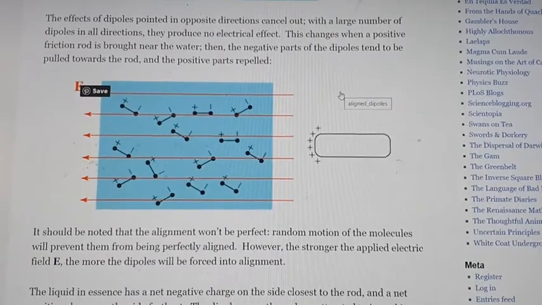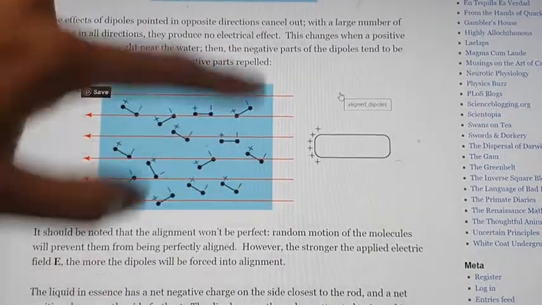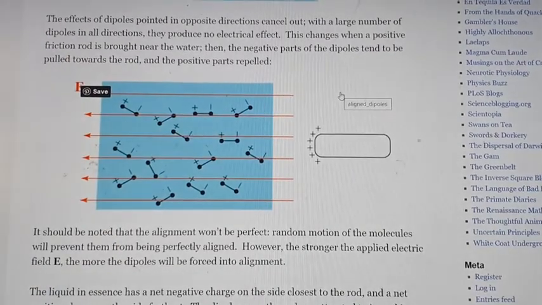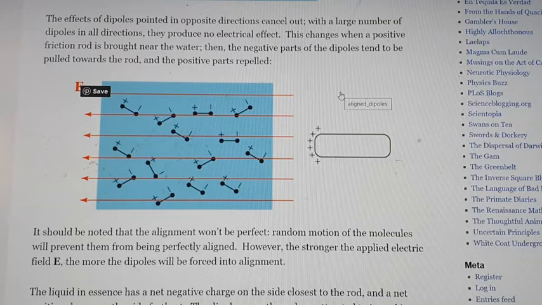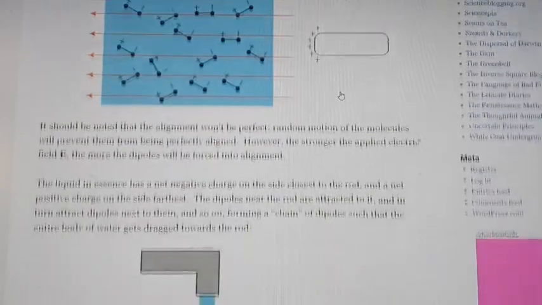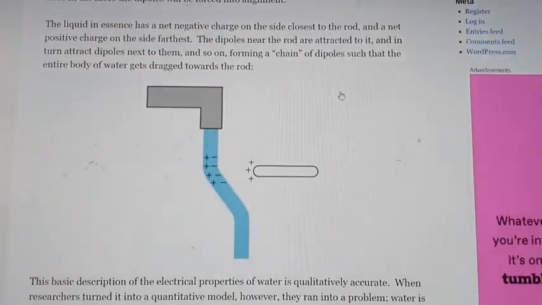Okay, so the liquid in essence has a net negative charge on the side closest to the rod. So on this side will be more negative, on this side it will be more positive. The dipoles near the rod are attracted to it and in turn attract dipoles next to them, and so on, forming a chain of dipoles such that the entire body of water gets dragged towards the rod. However, this explanation is quite simple. I mean, this is what it will look like.